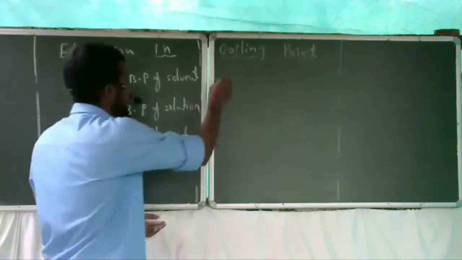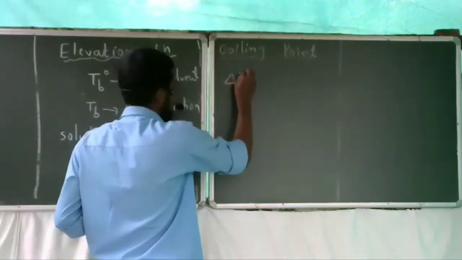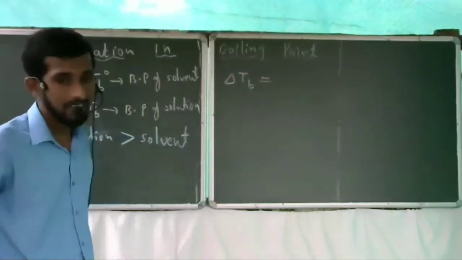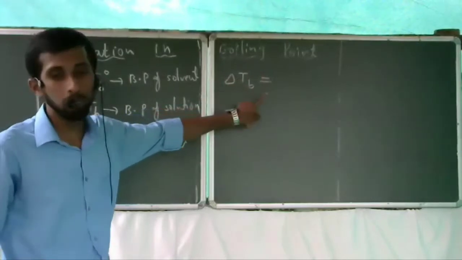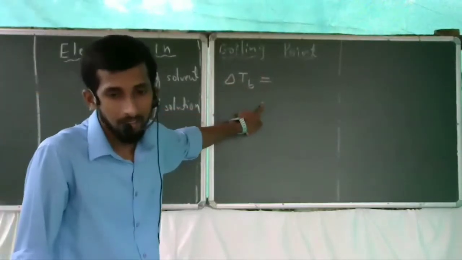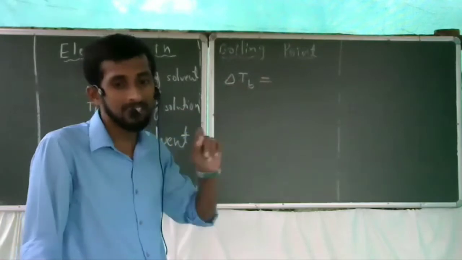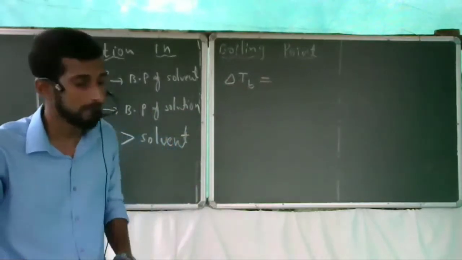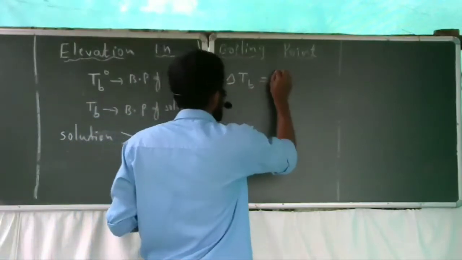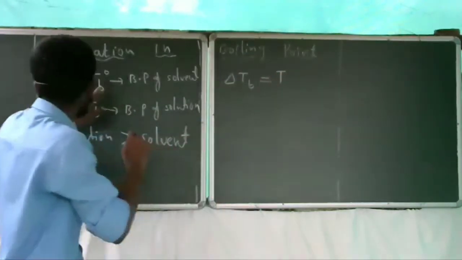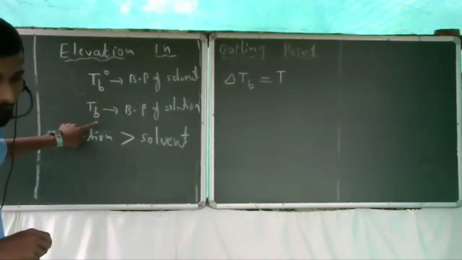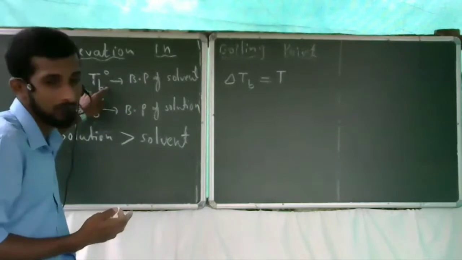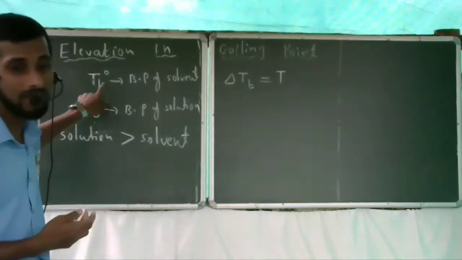We can take that difference, delta TB. Delta TB is the elevation in boiling point. Elevation means increase in boiling point, nothing else. Increase in boiling point is equal to, now we have two boiling points, TB naught and TB. Which value will be higher? TB or TB naught? TB is more than TB naught.